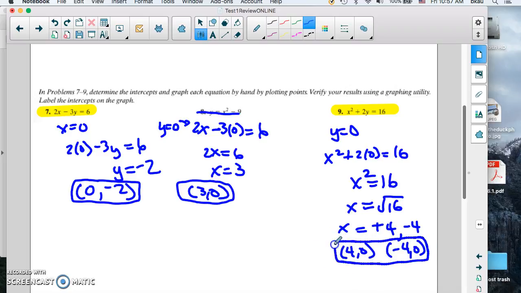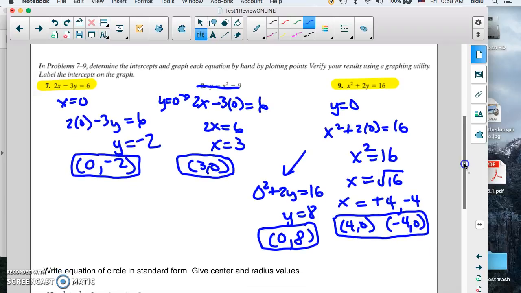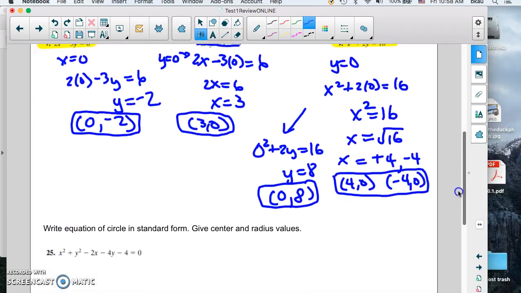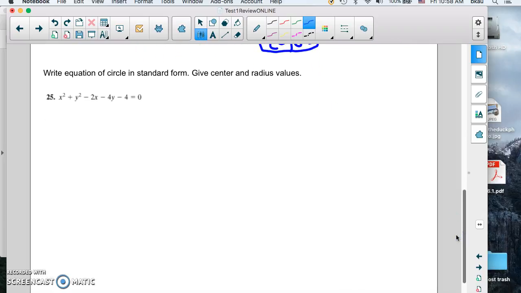So we have 2 x-intercepts there because x is squared. Now there's only going to be one y-intercept. If we do the y-intercept, it's going to be 0 for x, 0 squared plus 2y equals 16. So y is equal to 8. Our y-intercept is 0, 8 for this problem. So those are the 2 types of intercept problems that I'm going to ask you to do algebraically.